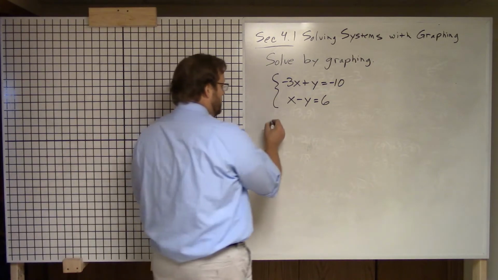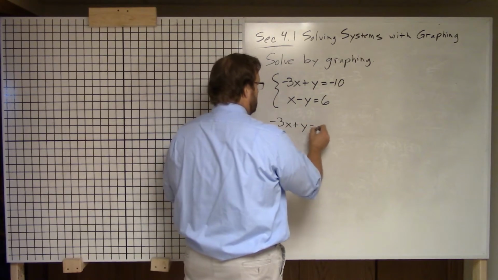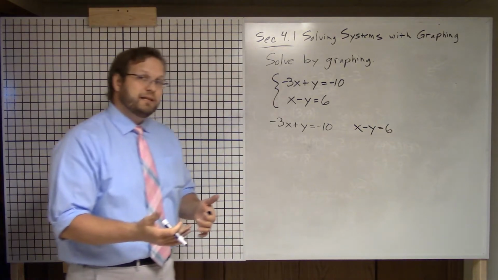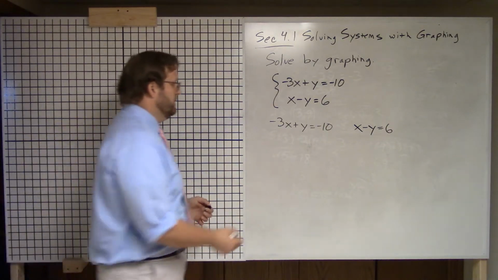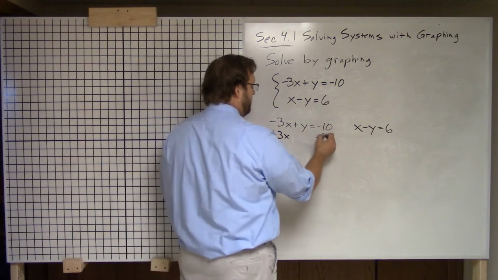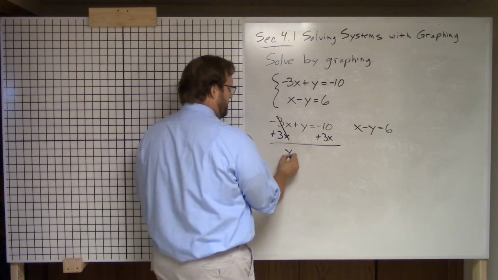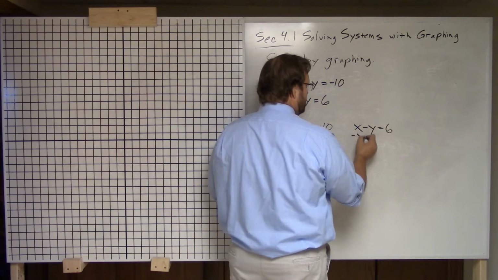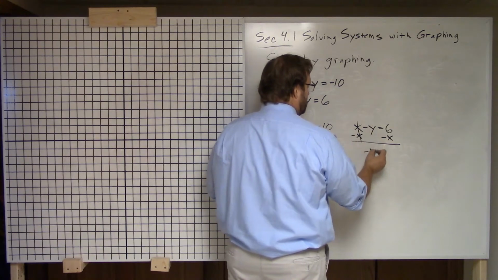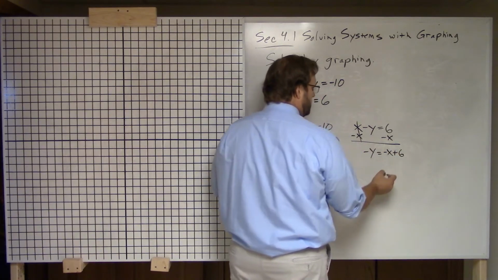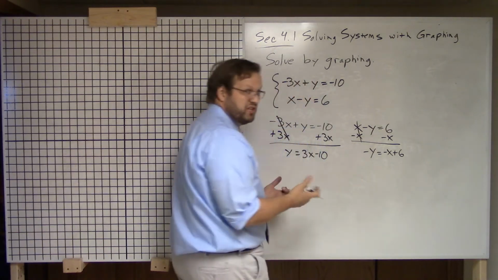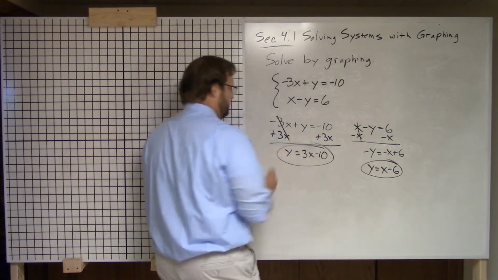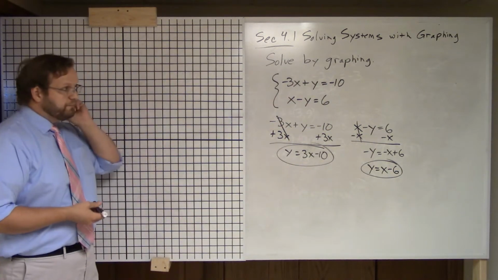So what I'm going to do is start by getting these both in a graphable form. What I mean by that is slope-intercept form, solve for y. So I'm going to add a 3x. And then here, I'm going to subtract the x. And then I could divide by a -1 or really just change the signs. So I've got y equals x minus 6. And we have that.